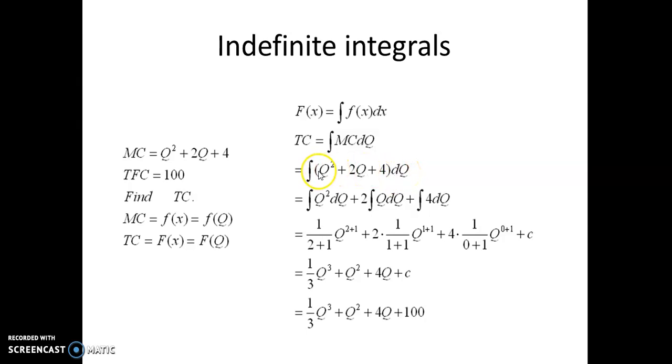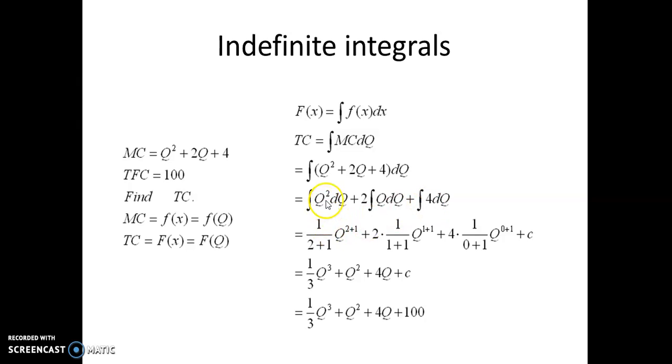So now we're going to apply our rules. So therefore, I need to deal with each of these on their own. So therefore, I have my indefinite integral of q squared with respect to q. And then here I've got a constant times a function. So I'm going to take the 2 in front of the integral sign. And you'll have to treat the q with respect to q. And then lastly, you have the integral of a constant.